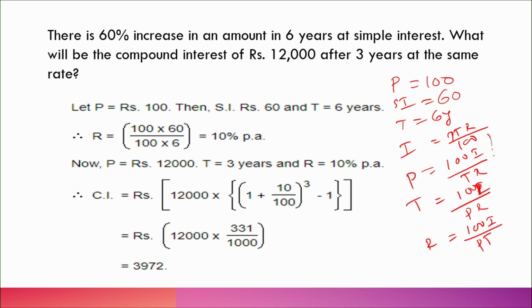You can use any one of these 4 formulas. So now we are going to use it. R is required. R equals 100 I by PT, 100 times 6, this 100 and this 100 get cancelled. 6 ones are 6, 6 tens are 60. So how much did you get? 10% rate of interest, correct.